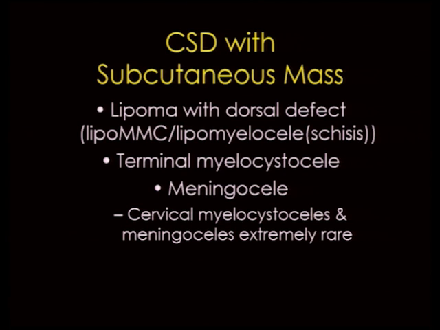So when we talk about the category of closed spinal dysraphism with a subcutaneous mass, you can lump lipomyelomeningocele and the lipomyelocele, also known as lipomyeloschisis, into what we call lipoma with dorsal defect. When we refer to dorsal defect, we're talking about the dorsal osseous defect, which allows that communication of the subcutaneous fat with the neural elements, and I'll show you that in detail. The other entity in the differential diagnosis is the terminal myelocystocele or the simple meningocele. Cervical myelocystoceles and cervical meningoceles I've included for completeness, but these are extremely rare.